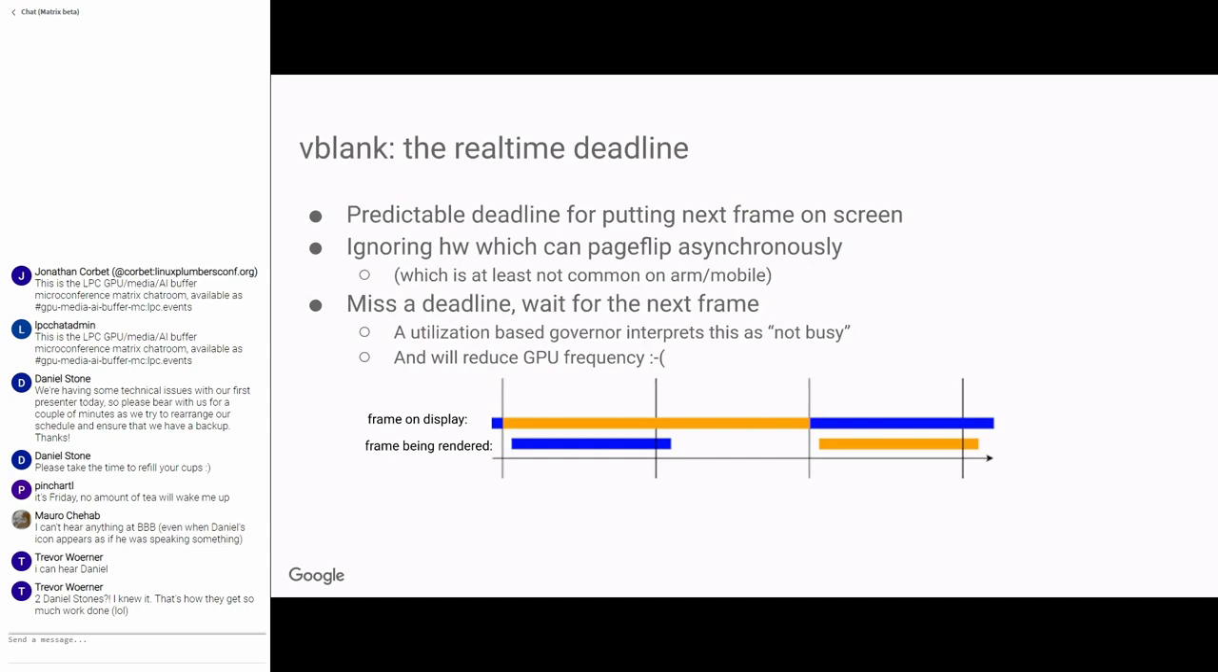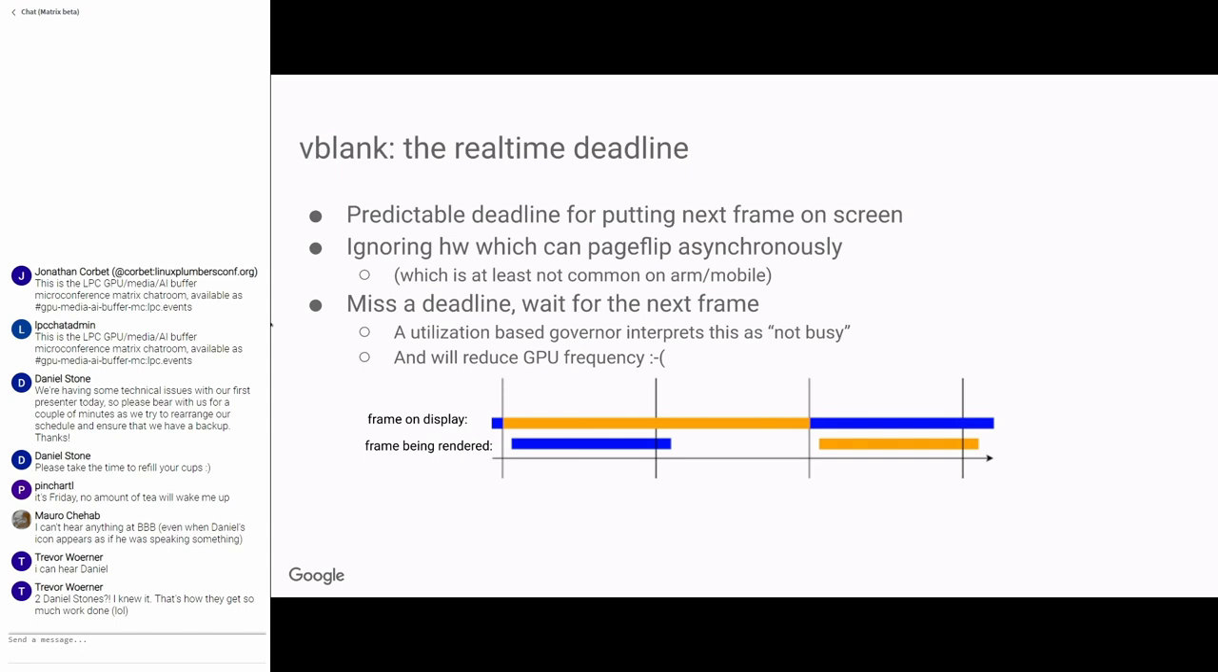But the important thing about vBlank is that for most sorts of displays, you only get one chance every 16 milliseconds to put a new frame on the screen. And if you miss that deadline, you're waiting for the next one. The bottom here shows two colors representing the two buffers in double buffering. The lower one shows the frame being rendered and just slightly missing the vBlank deadline, which extends the time of the previous frame on screen until the next deadline. And the frequency governor sees a bunch of idle time and misinterprets that.